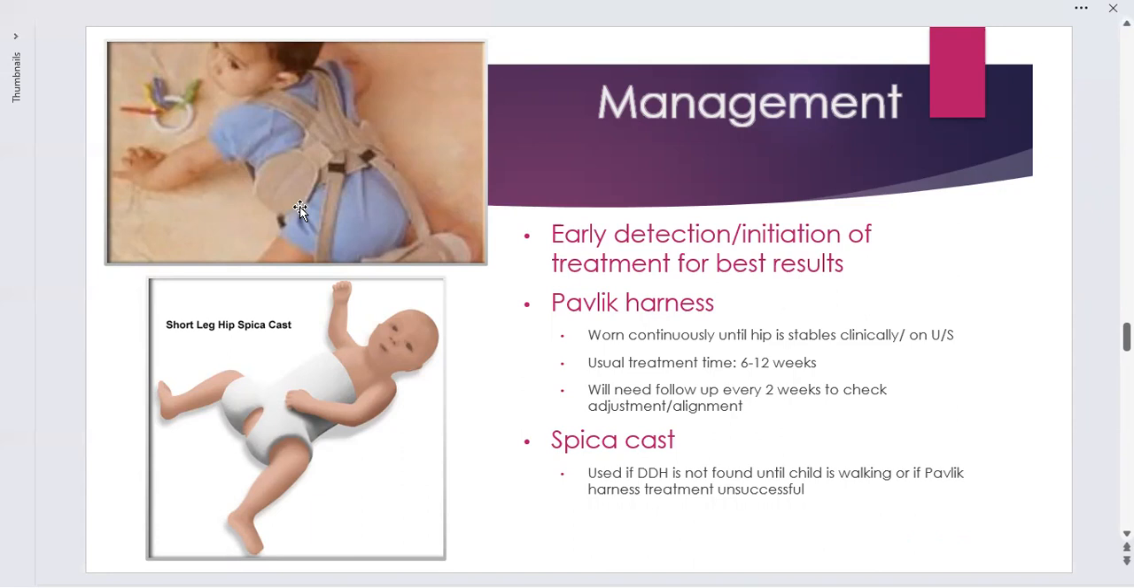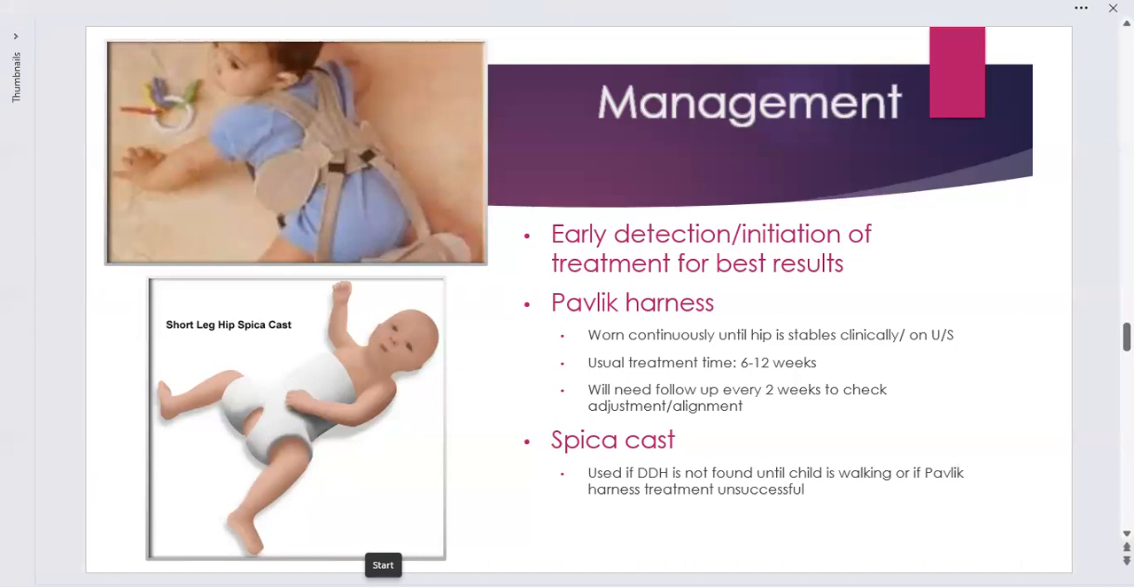If the issue is not found until the child is older, like when he's walking, we may have to use the spica cast. It's also used if we've tried the Pavlik harness and it was unsuccessful. Okay. So hygiene is essential. You can see our little slit here to allow the child to have evacuation of both his bowel and bladder. But you do have to make sure that the skin is clean and dry.